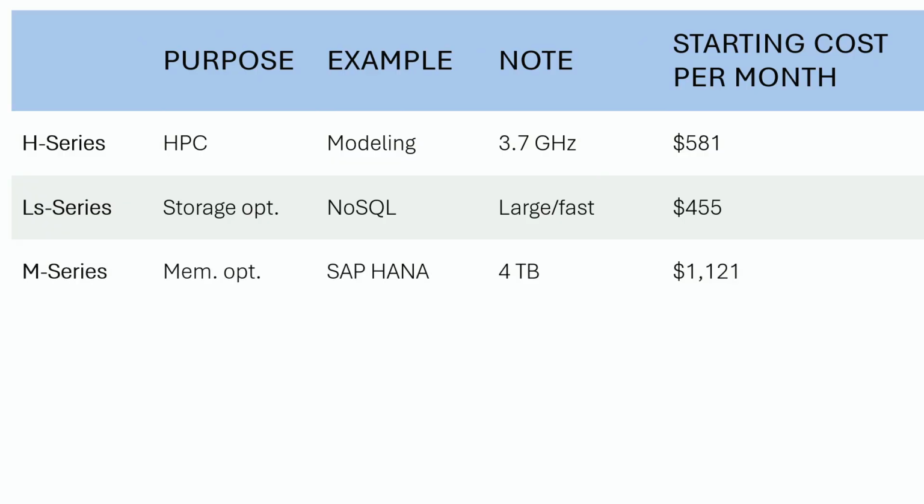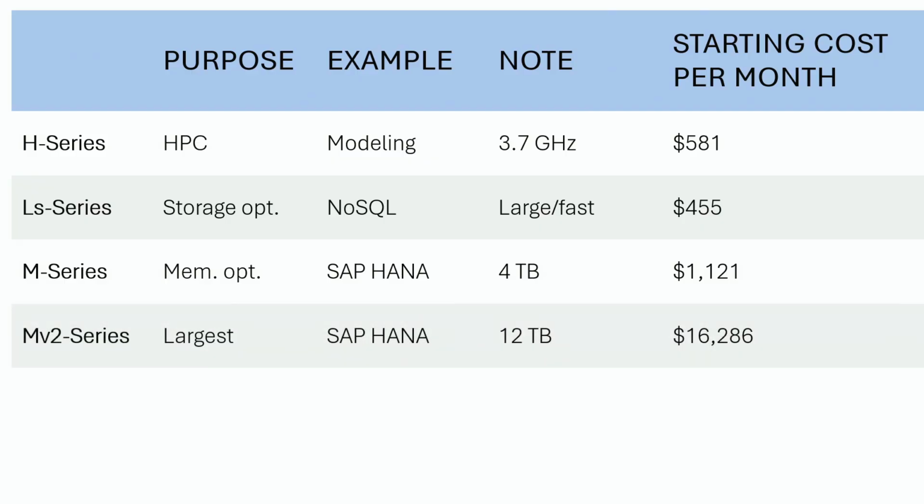The M series, and by the way, we're almost done. The M series is memory optimized. SAP HANA would be a great example again, and notice we're getting into even larger memory footprints than before. 4 terabytes as an example of memory. Wow, roughly $1,000 starting cost per month. The MV2 series has the largest possible memory footprints. Again, SAP HANA might be an example. Now we're getting up to 12 terabytes of RAM. Incredible. Notice the starting cost per month reflects that at approximately $16,000.